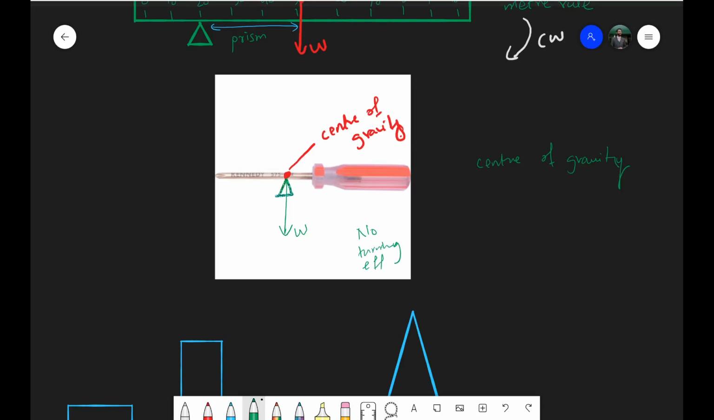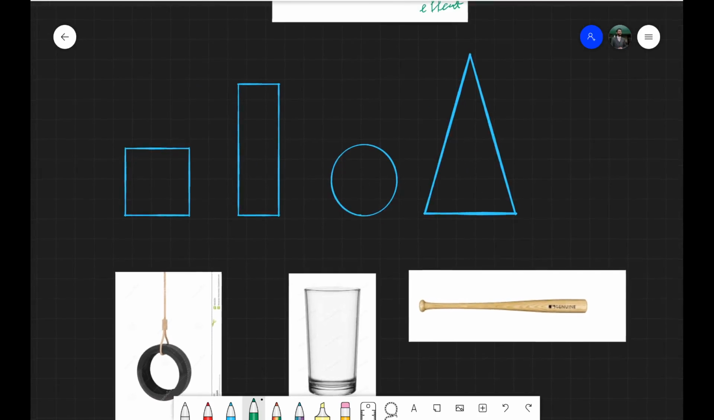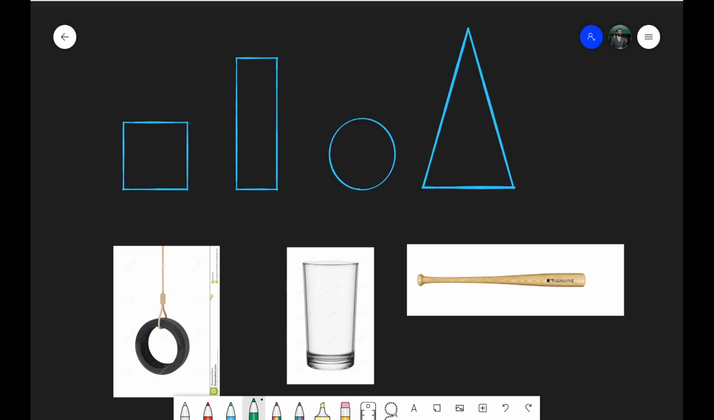No turning effect, which basically means that the screwdriver will be balanced. Now you might also be asked to identify the center of gravity of different objects, so I'll go through all of these shapes one by one.